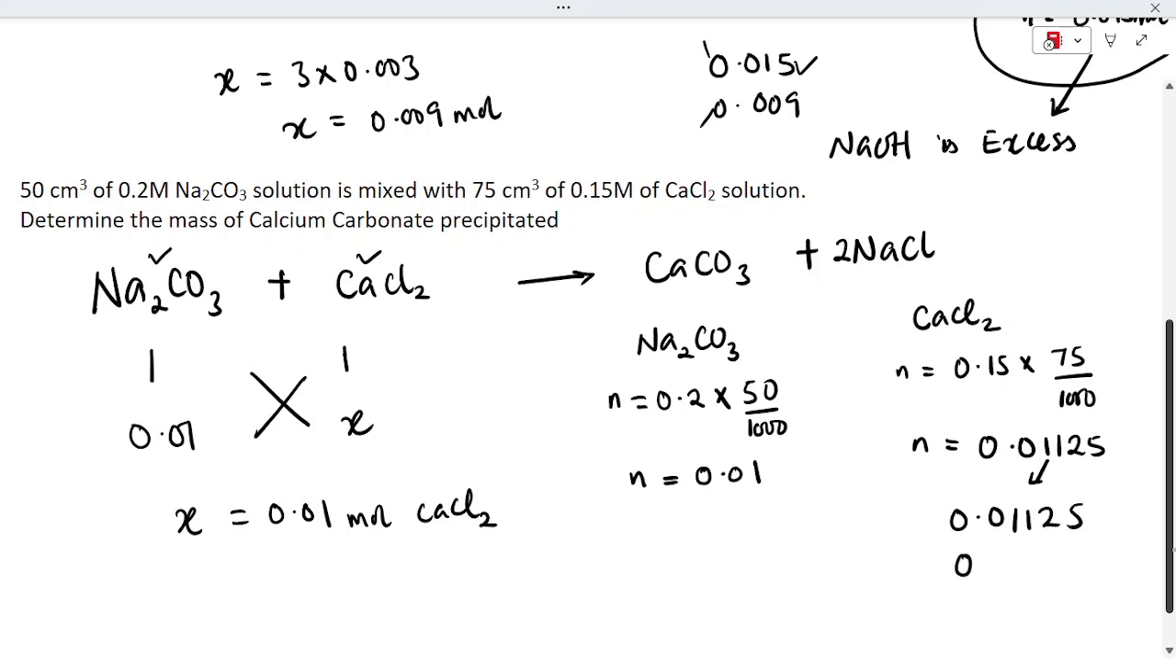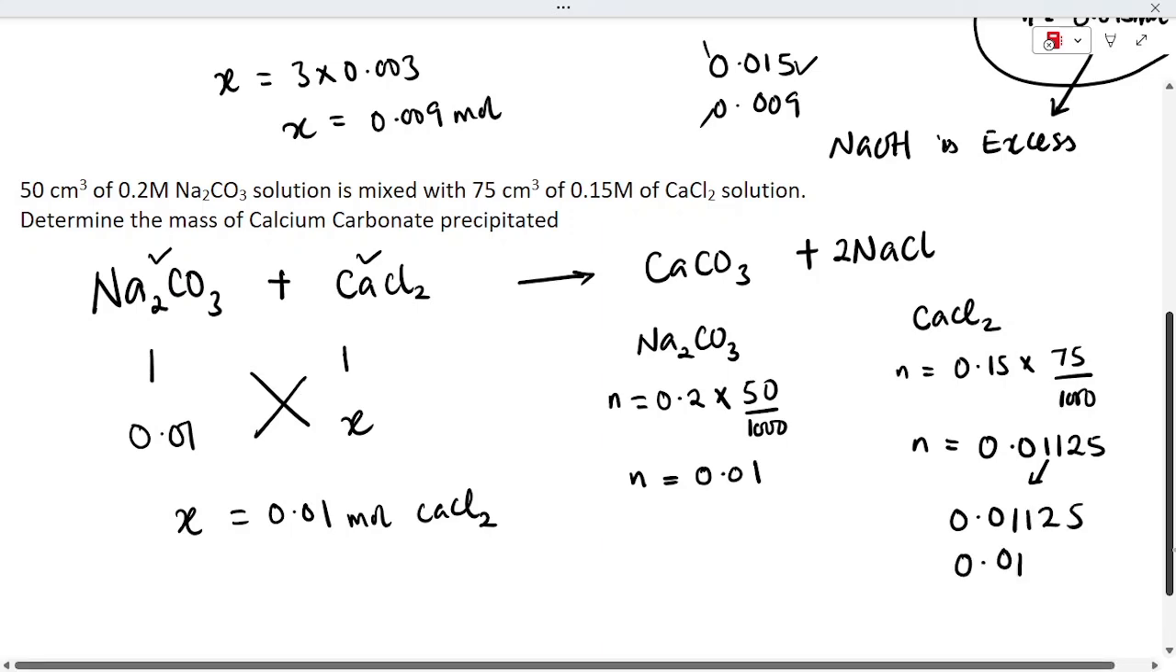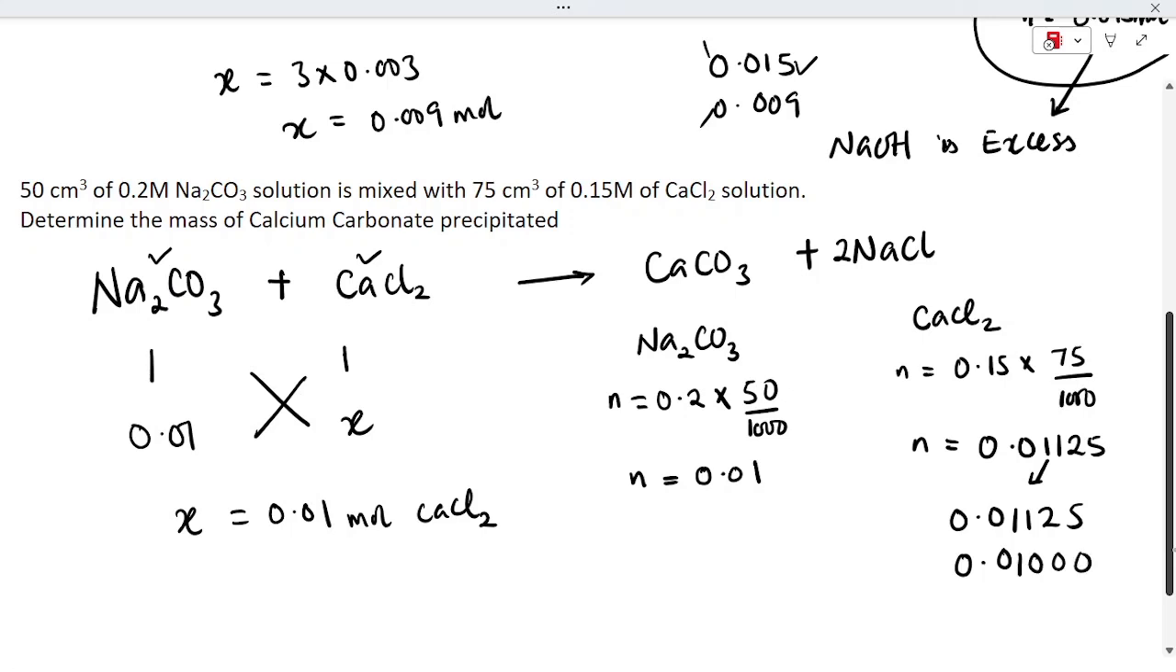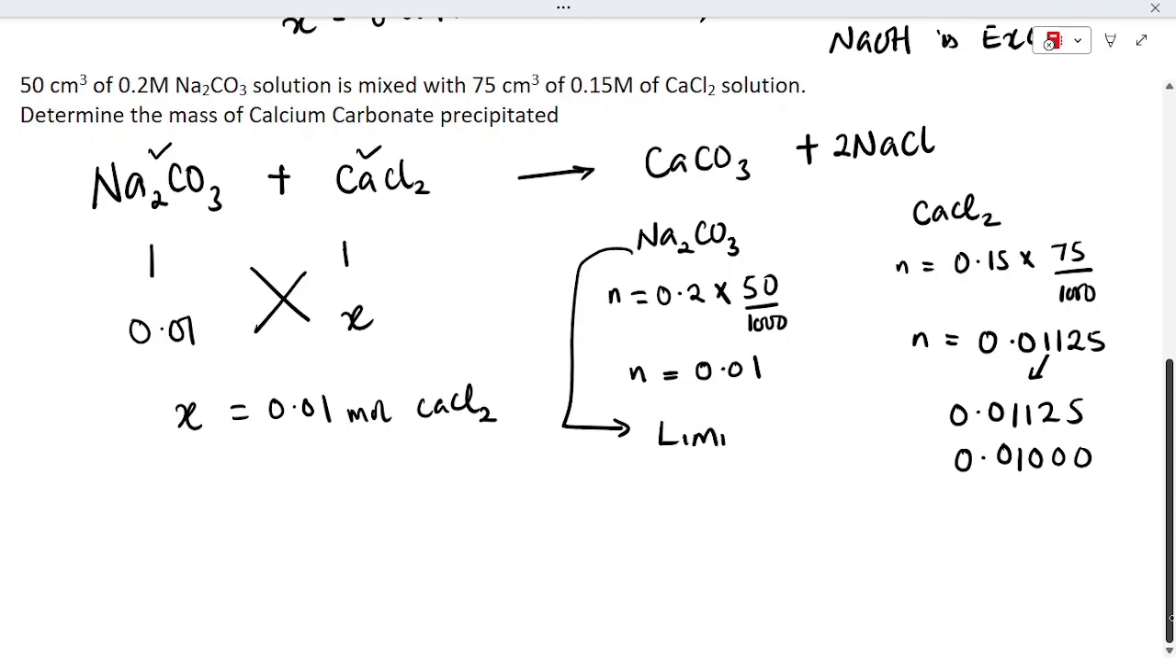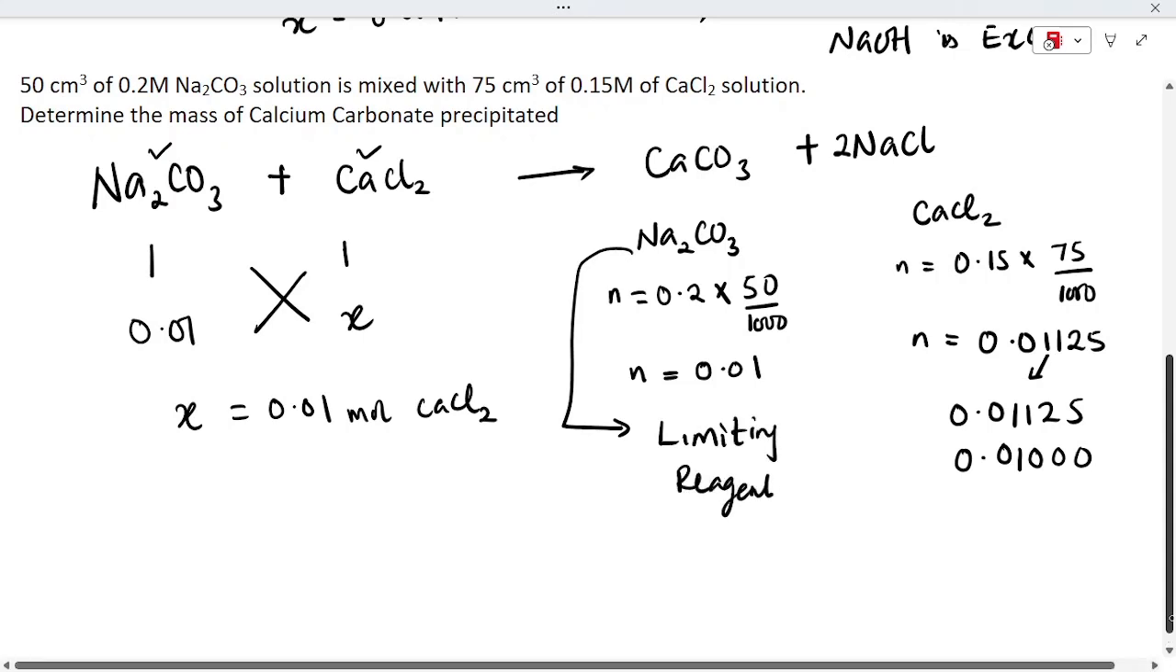We are given 0.01125. Again, you can always compare 0.01125 with 0.01. Since one has more decimal places, you simply add 0, 0, 0 to fill it up. So compare 0 to 0, 0 to 0 equal, 1 to 1 equal, but 1 to 0. So this is larger. So that means that we needed 0.01, but we are given 0.01125. So therefore, calcium chloride is the excess reagent. So we can simply say sodium carbonate is our limiting reagent or reactant.